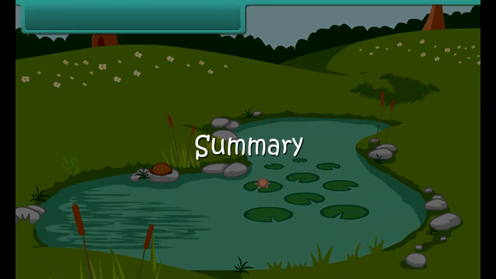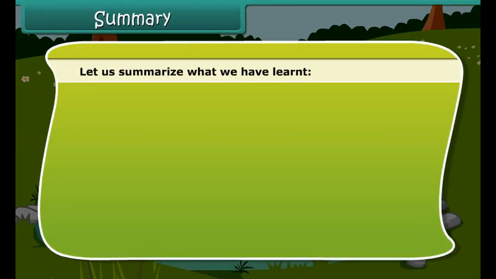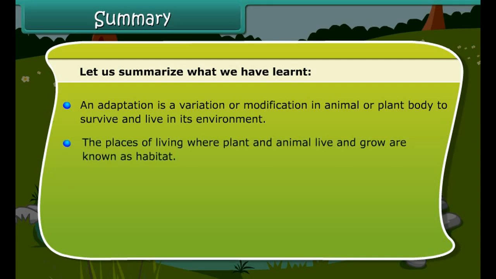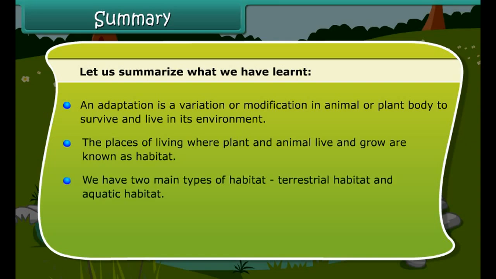Summary. Let us summarize what we have learned. An adaptation is a variation or modification in an animal or plant body to survive and live in its environment. The places of living where plants and animals live and grow are known as habitat. We have two main types of habitat: terrestrial habitat and aquatic habitat.